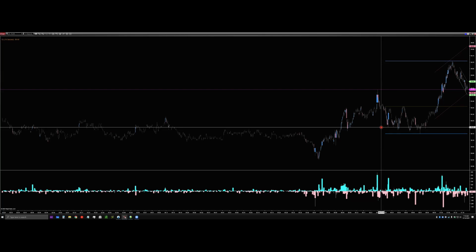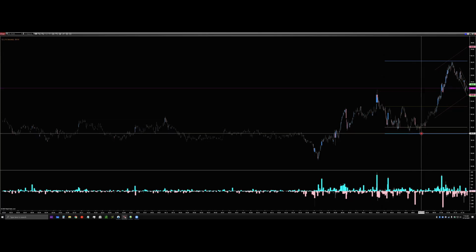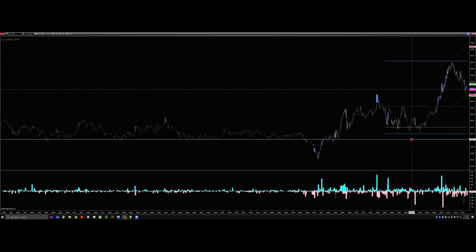1, 2, 3, 4, 5, 6, 7, 8, 9, 20. Clearly the market was, but this is classic oil. It will overshoot inflection points. It does that all the time. So you've got to give oil a lot more room. And gold does that too.